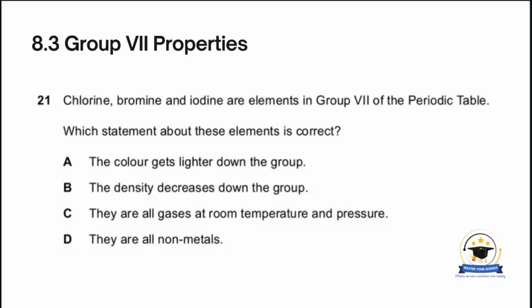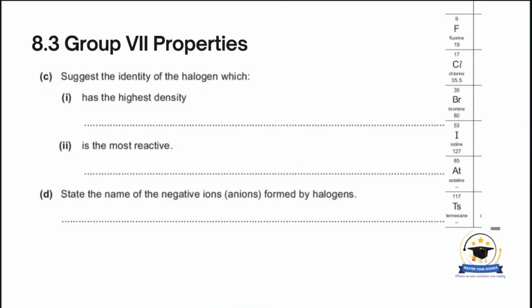1. The color gets lighter down the group. That's incorrect. The density decreases down the group. That is also incorrect. They are all gases at room temperature and pressure. That is incorrect. They are all nonmetals. That is correct. So D would be the correct answer.